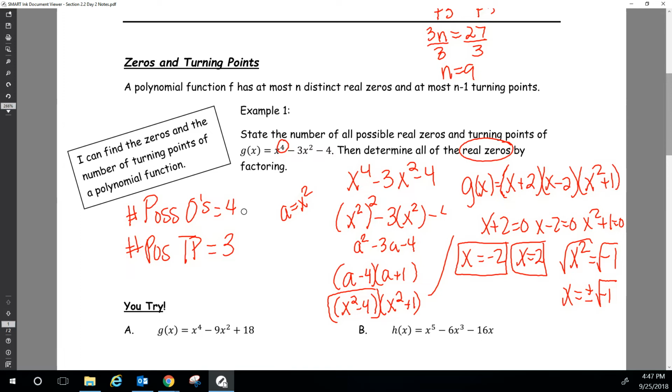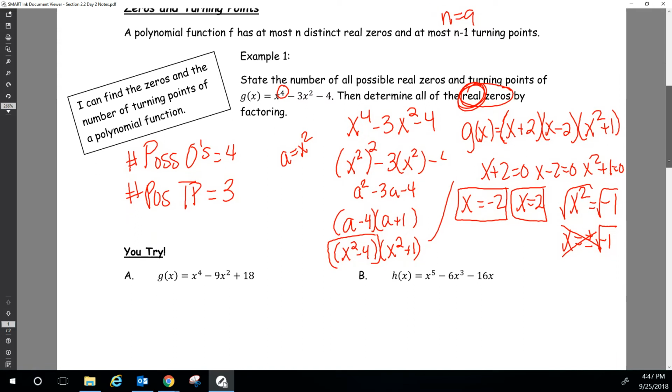So those are all my possible zeros, but they're asking for real zeros. So the only two we're worried about are these two. Why not this one over here? Because it's got a negative inside that square root. This is not a real number. Remember, this is i. It's an imaginary number, and they didn't want the imaginary numbers. They just wanted the real zeros. So yes, it has 4 zeros. Only 2 of those zeros are real, and we have at most 2 turning points. We're going to talk about graphing tomorrow.